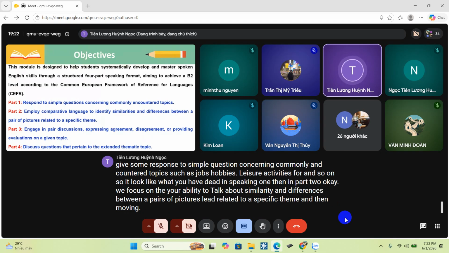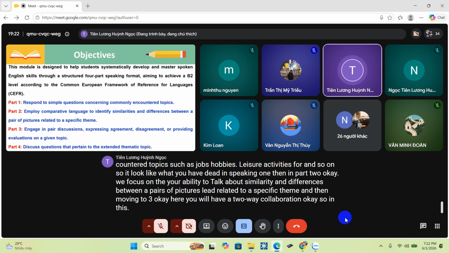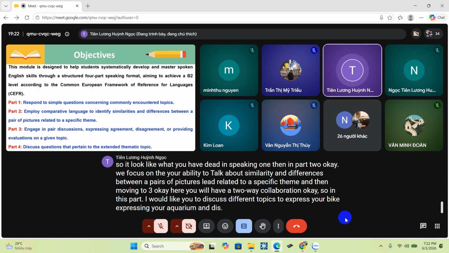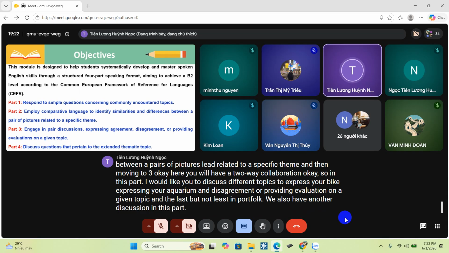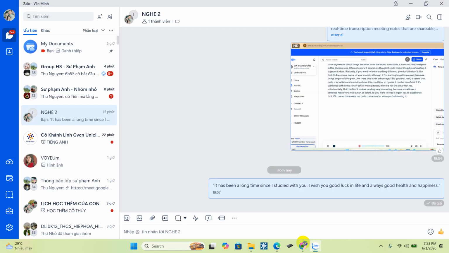Then moving to part three, here you will have a two-way collaboration. In this part, I would like you to discuss different topics by expressing your agreement, disagreement, or providing evaluation on a given topic. And last but not least, in part four, we also have another discussion. In this part, you need to discuss a situation with extended thematic topics.